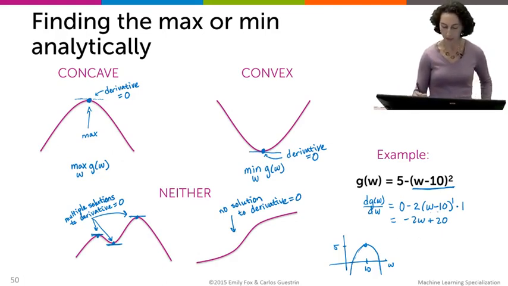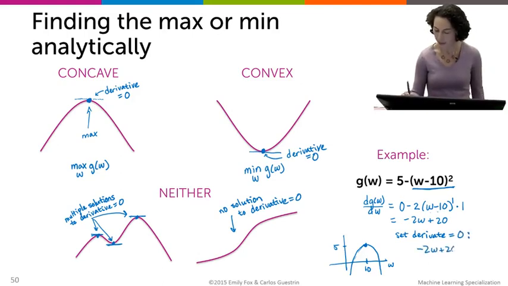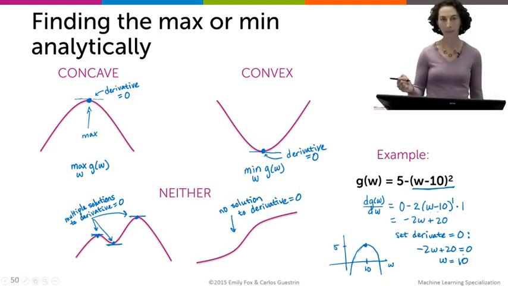Okay, so how do I find this maximum? Well, I take the derivative and I set it equal to 0 and I solve for w. So let's do that. Let's set the derivative equal to 0. So I have minus 2w plus 20 equals 0, and I solve for w and I get 10. Okay, so that actually matches this picture. Indeed, w is 10 at the maximum of this function.